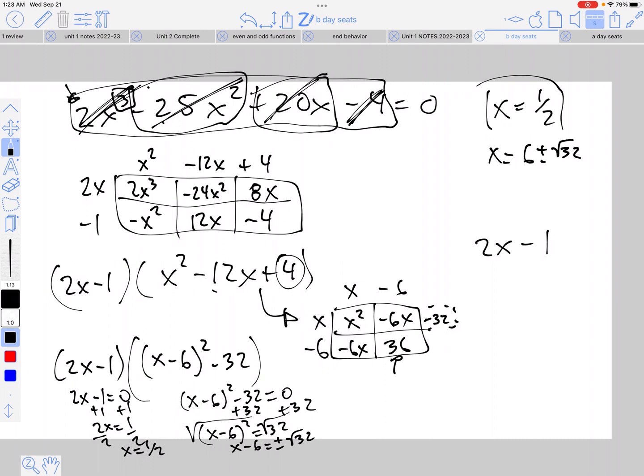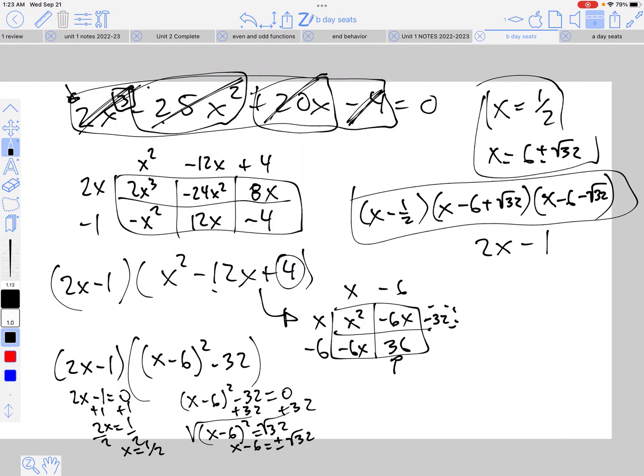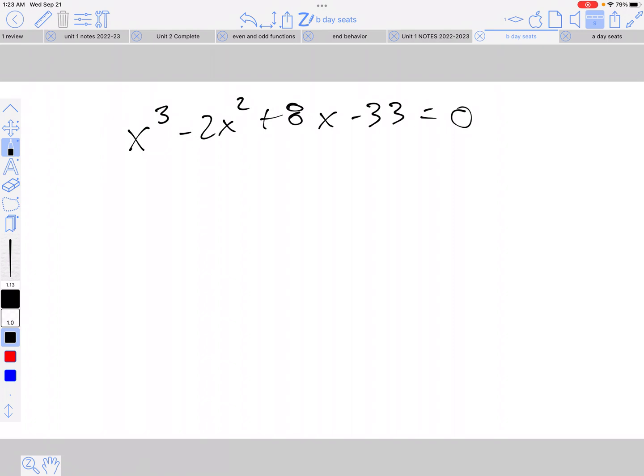All right, so if I were to write it in complete factored form now, I'd have x minus 1/2, which can also be written as 2x minus 1, and I have x minus 6 plus root 32, and x minus 6 minus root 32. So factored form, solutions, I was looking for 3, I found all 3. All right, so fun, right? Okay, let's look at another one.